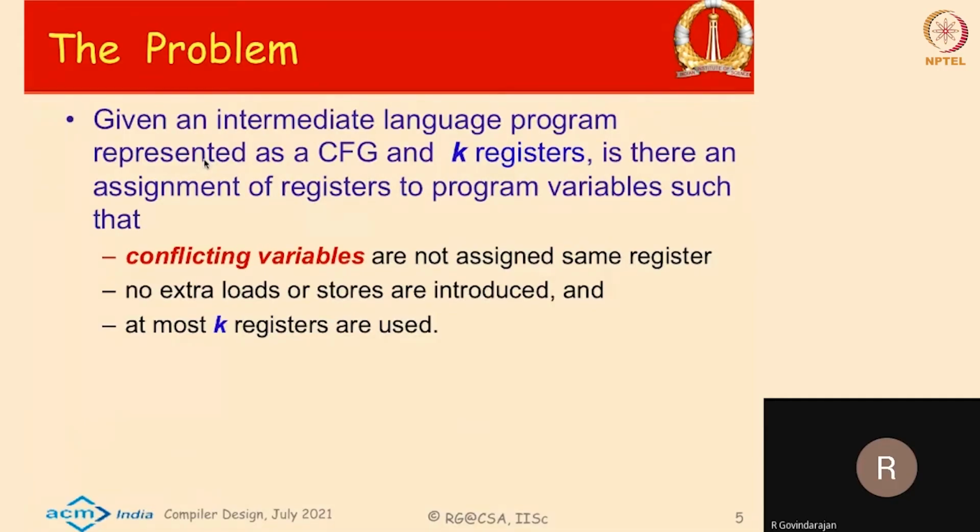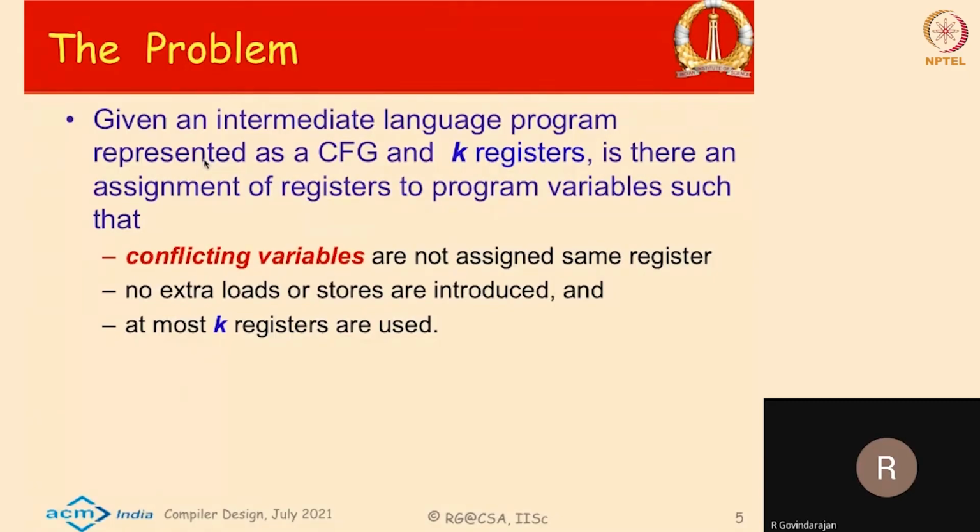Then the register allocation problem is essentially identifying which program variables must be allocated to registers, and which program variables can share the same register, such that conflicting variables are not assigned the same register. If two variables are non-conflicting, then they can possibly share the same register. And among the set of variables and temporaries that you have, which ones should be allocated these k registers, such that you minimize the number of spill loads and stores that you would incur, and the program uses at most k registers?